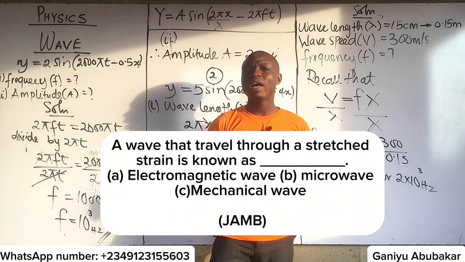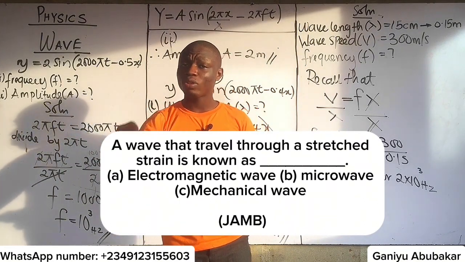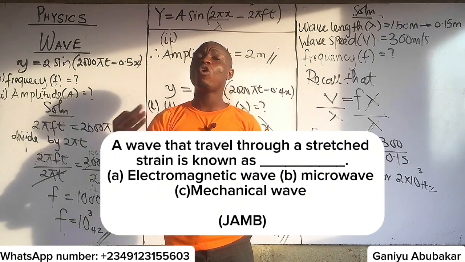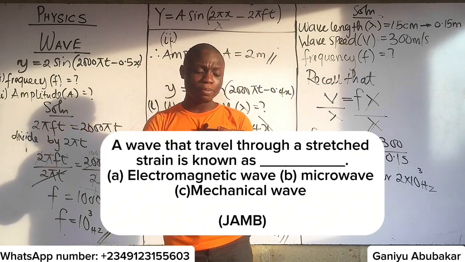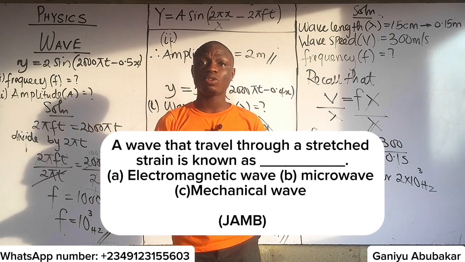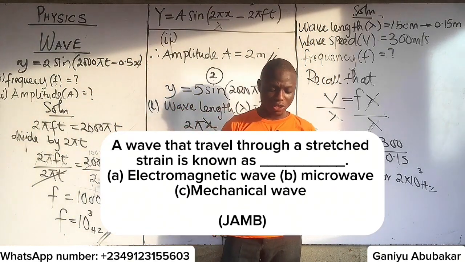If that is true, I said the examples are simply, check your notes. The examples are simply what? Water wave, sound wave, wave on a rope or string. So here, I'm hearing that a wave that travels through a stretched string is known as what? That's the mechanical wave. That's the answer to that question there.